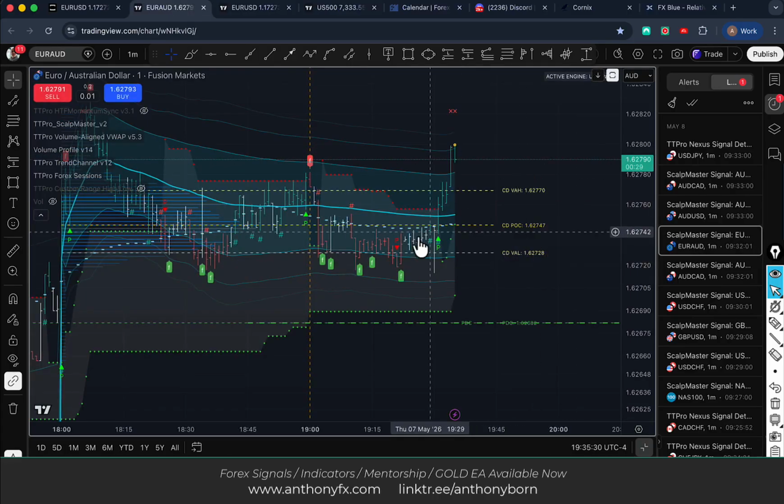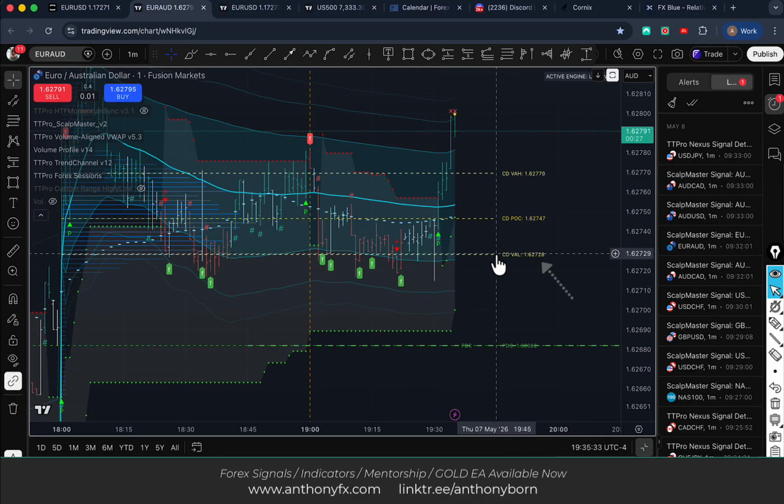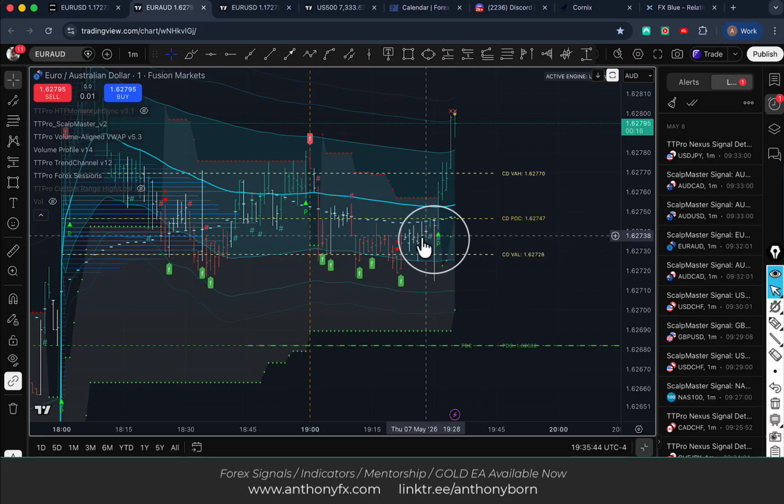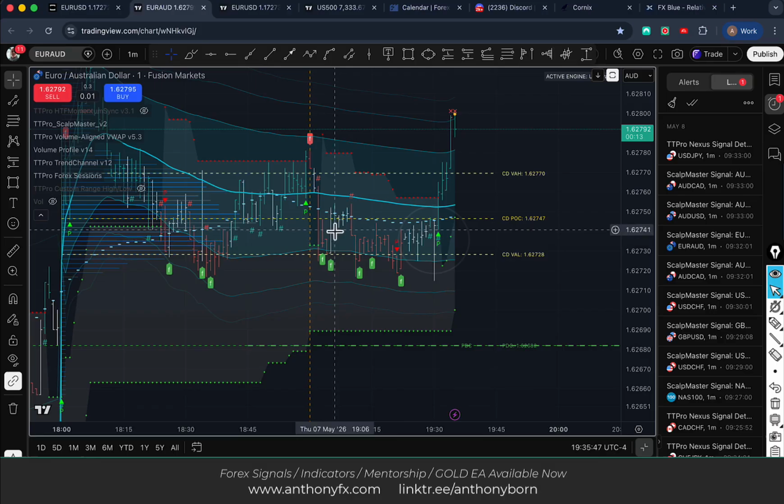Yeah. There you go. Look, down in here. See this? Look. Current day value area low. And go for that first green signal, if you want the green candle, or the first white candle. Don't go on the red candle. Wait till it turns white.